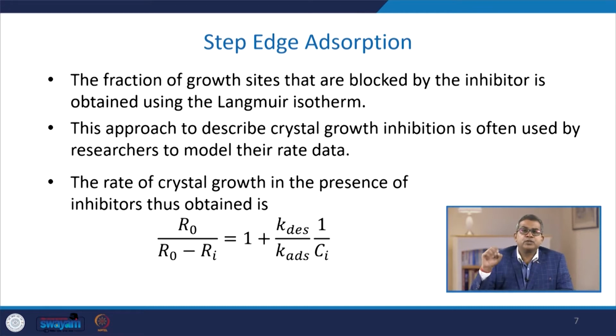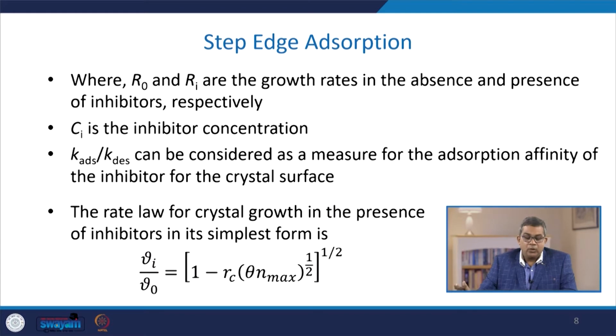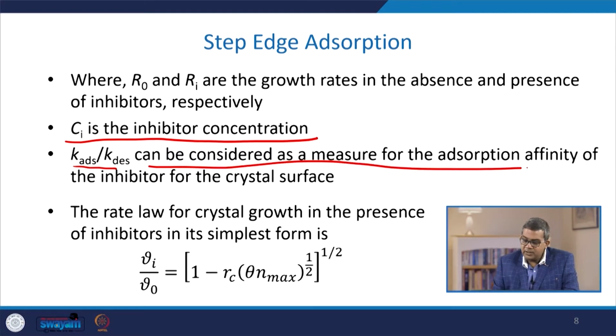The fraction of growth sites that are blocked by the inhibitor is usually obtained using the Langmuir isotherm. It is a very common isotherm. This approach to describe crystal growth inhibition is used by researchers to model their rate data. The rate of crystal growth in the presence of inhibitor is obtained as R0 upon R0 minus Ri is equal to 1 plus K desorption upon K adsorption times 1 upon Ci, where R0 and Ri are the growth rates in the absence and presence of inhibitors respectively. Ci is the inhibitor concentration, and K adsorption and K desorption can be considered as a measure of adsorption affinity of the inhibitor for the crystal surface.